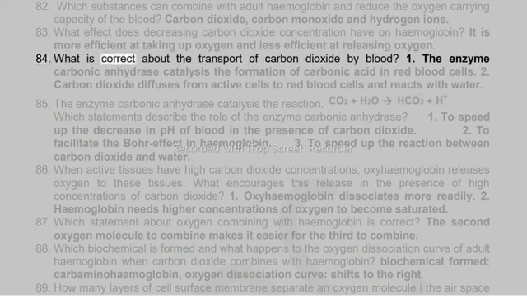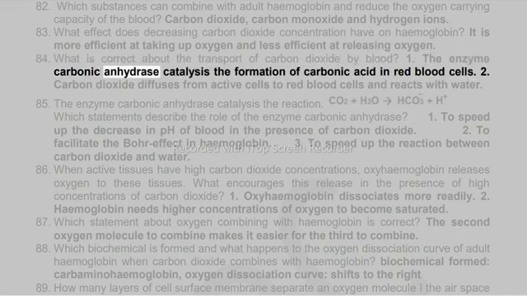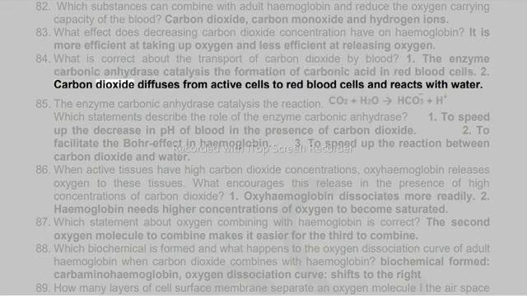84. What is correct about the transport of carbon dioxide by blood? 1. The enzyme carbonic anhydrase catalyses the formation of carbonic acid in red blood cells. 2. Carbon dioxide diffuses from active cells to red blood cells and reacts with water.